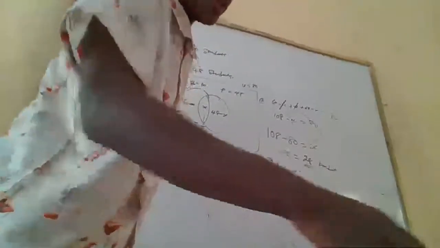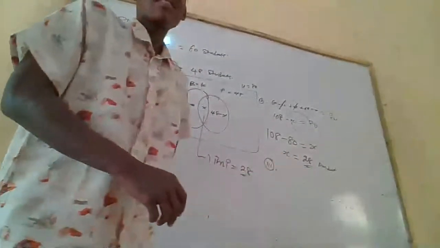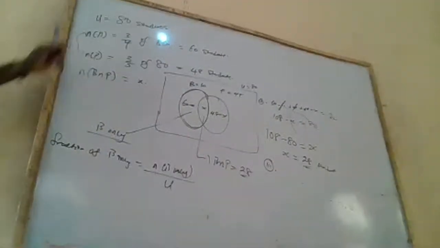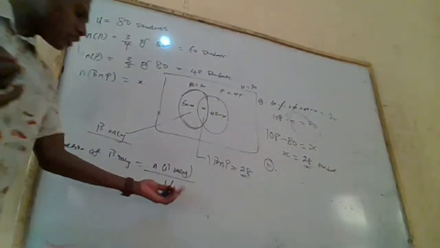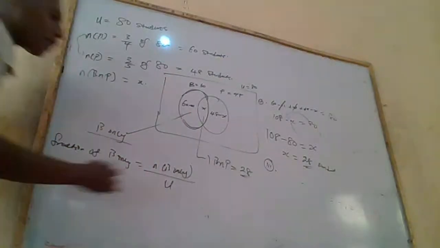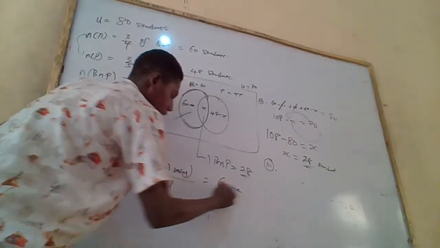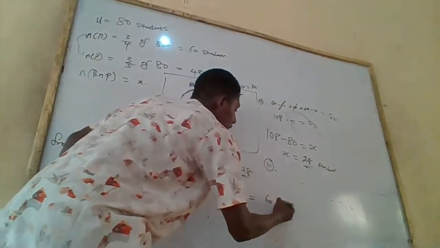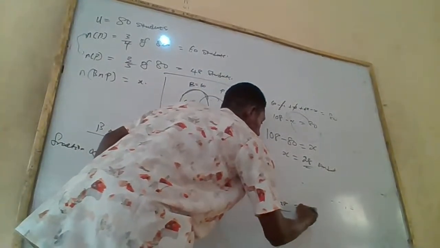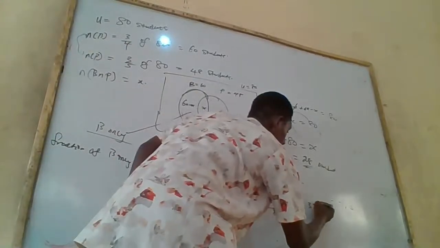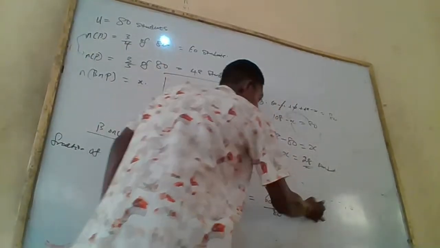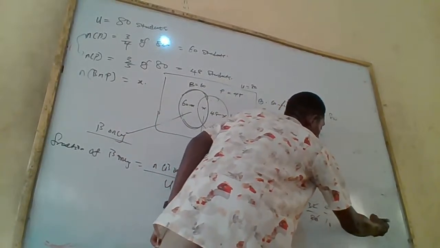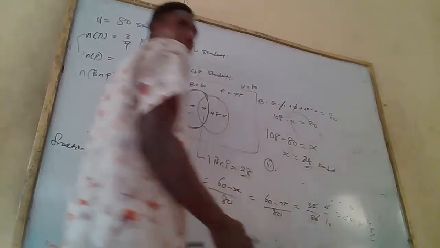Now, they said find the fraction of the class that studied biology but not physics. What does that mean? The universal set is everybody in the class. What is n of B only? 60 minus X, over 80. What's my X? 14. 60 minus 14 over 80. What is 60 minus 14? 46 over 80. You can give me 0.575 or the simplified fraction. That's all.